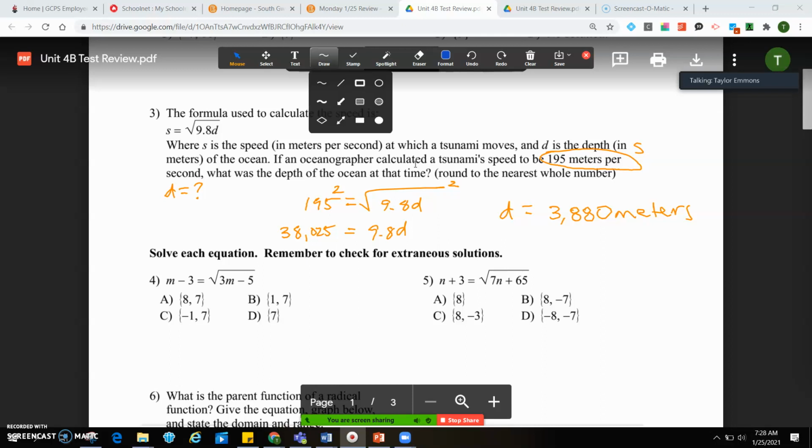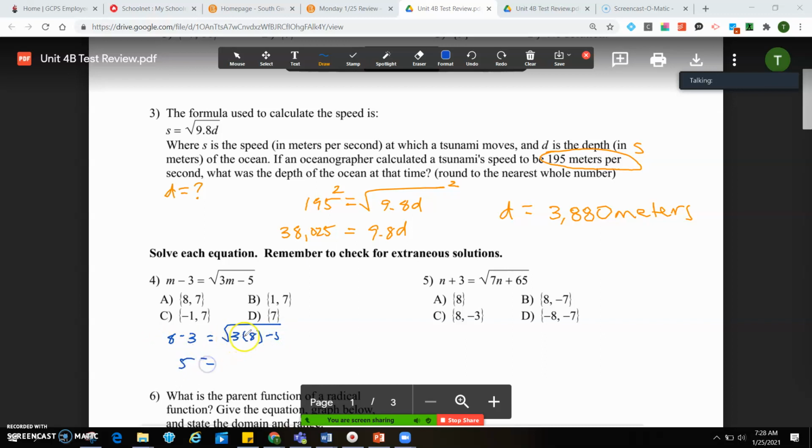Okay, so we're going to plug this in. So we're going to take 8 and plug it in for both m's. So we get 8 minus 3 equals the square root of 3 times 8 minus 5. So 8 minus 3 is 5. 3 times 8 is 24. 24 minus 5 is 19. The square root of 19 is not equal to 5, so it's not 8.